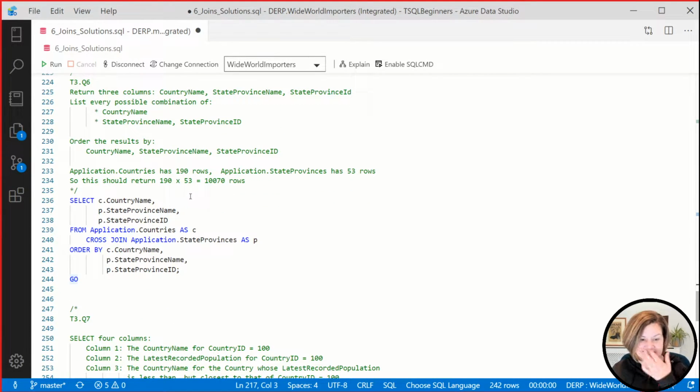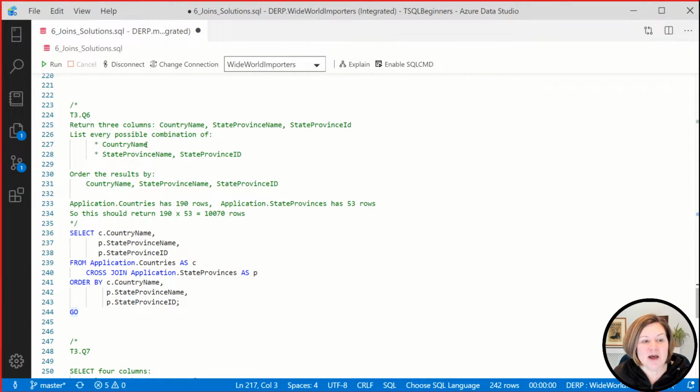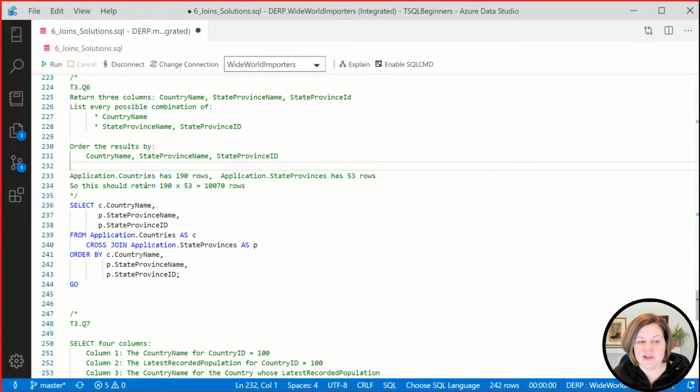All right, question 6, and this is the next to last question. Question 6, we want every possible combination of country name with state province name and state province ID. And then we want to order the results in a given way. Now, in the question, it went ahead and said this is going to be a Cartesian product. So because application.countries has 190 rows, and we've got 53 in application.state provinces, we should get 10,070 rows back. This is what the cross join does.